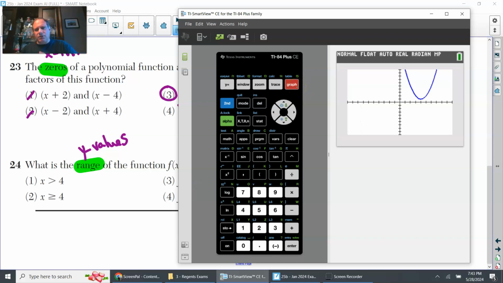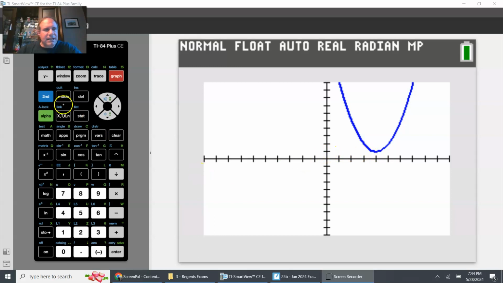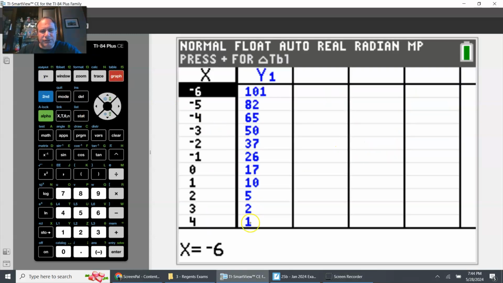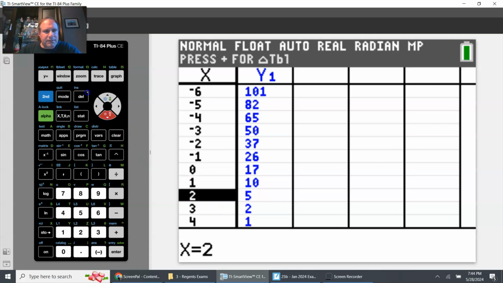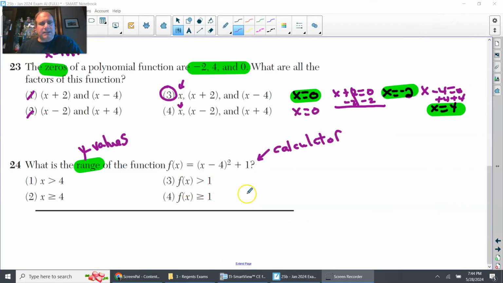So I'm going to graph it, and I'm going to look at it, and I'm going to say, okay, this looks right here that the, you see this positive 1? We're only talking about the range, so we're only looking at the y-axis. So that means this right here is the lowest the graph, the parabola, goes. And if you look at the table of values, you see 1. And then it goes up again. So 1. The range is not x. That's out, not x.